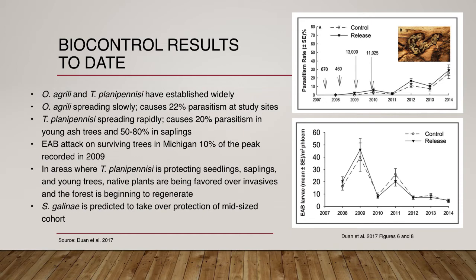At the same time, the ash borer attack on surviving trees in Michigan is now just at 10% of the peak that was recorded in 2009. And we're also seeing that in areas where Tetrastichus is having a protective effect on ash trees, native plants are being favored over invasives, and the forest is beginning to regenerate. In the meantime, Spathius galinae, again, that's the most recent one to be introduced, is predicted to take over protection of mid-sized ash trees, and we'll be talking about that in a little more detail.